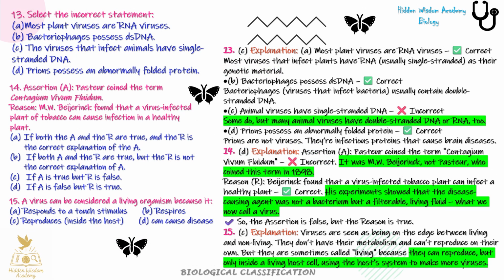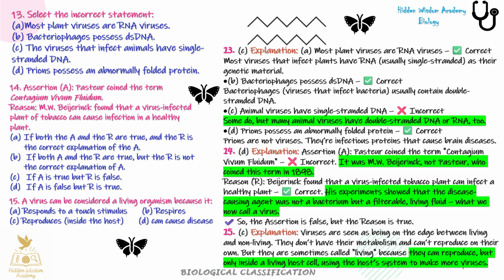Question 13. Select the incorrect statement. Option A. Most plant viruses are RNA viruses. Option B. Bacteriophages possess dsDNA. Option C. The viruses that infect animals have single-stranded DNA. Option D. Prion possess an abnormally folded protein.